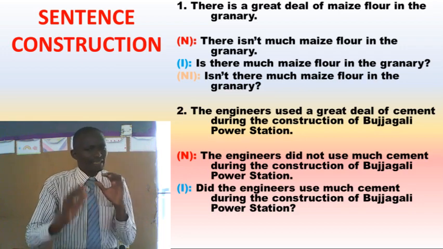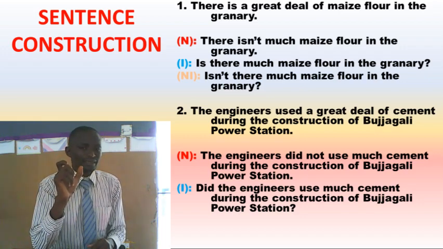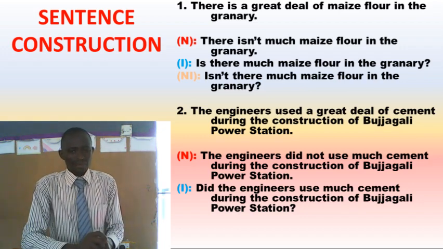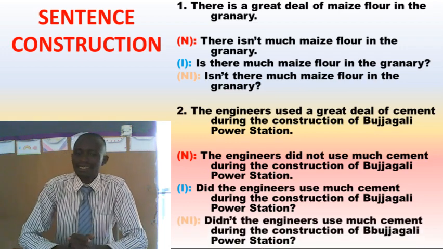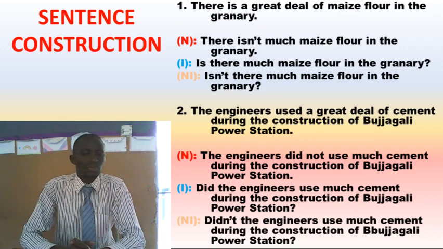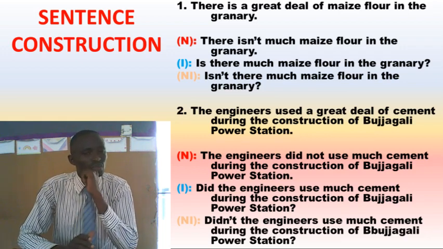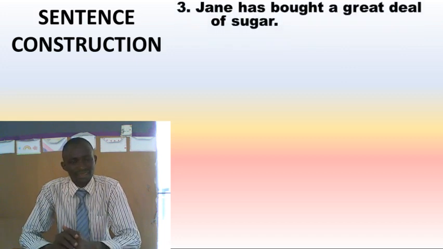Don't forget that the questioning word is developed right from the tense of the sentence. If it is past, then it develops a past questioning word, like I explained before. Then we can also say, didn't the engineers use much cement during the construction of Bujagali Power Station? Another key thing is, you should not forget to punctuate the work. That is that. Friends, I believe that you have done enough about that. I want us to look at the next number.